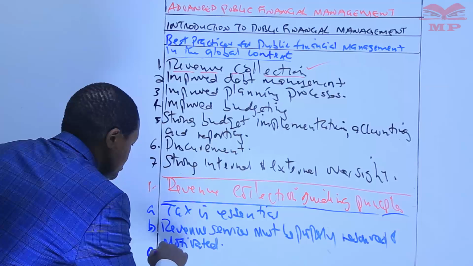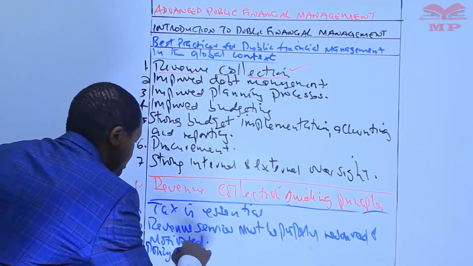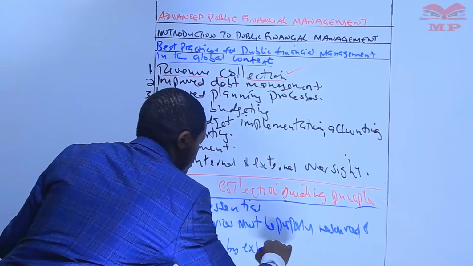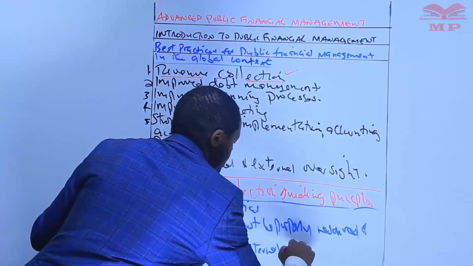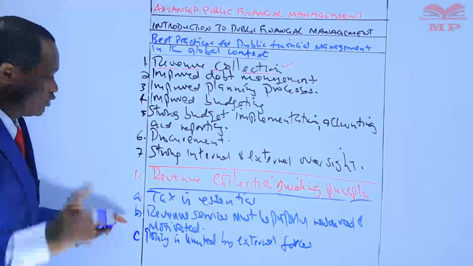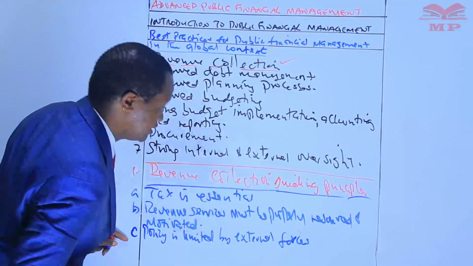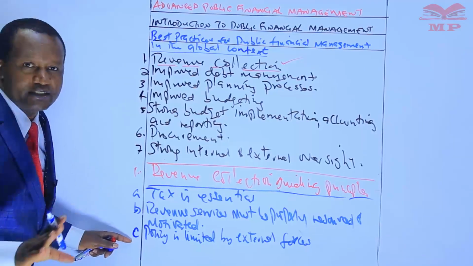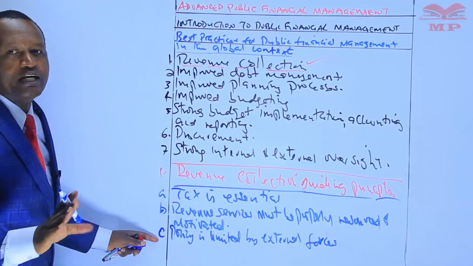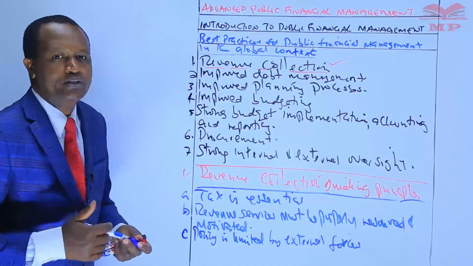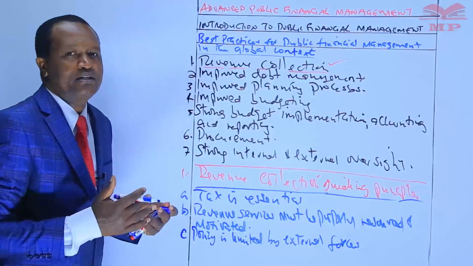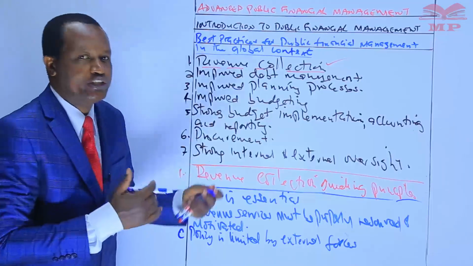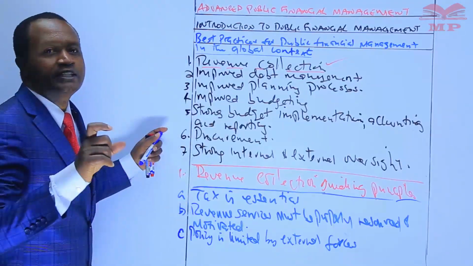Then C, policy is limited by external forces. Now, in a globalized world, government's choices are less about the tax rate than about the efficiency with which tax is collected and the reach of the tax net.